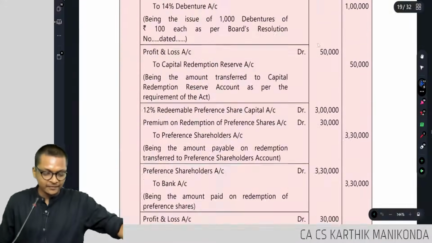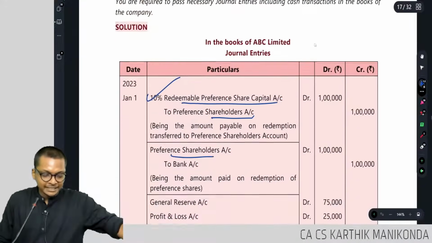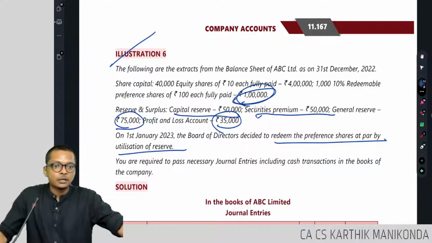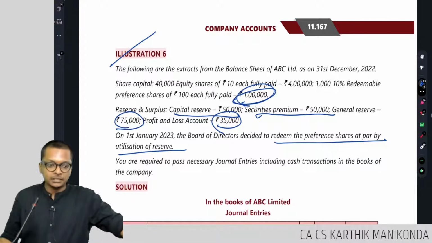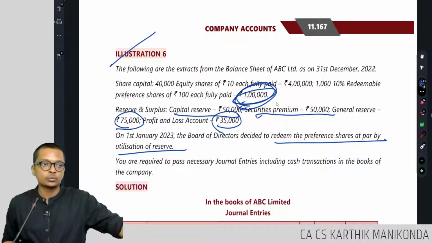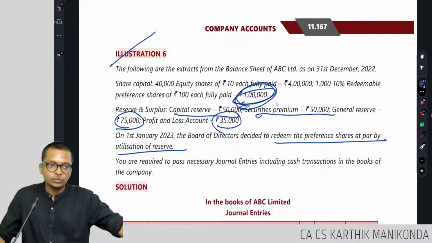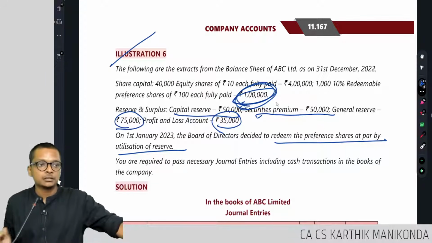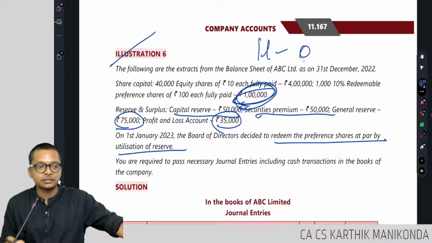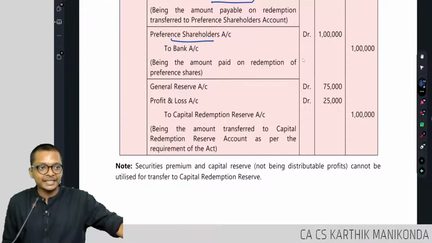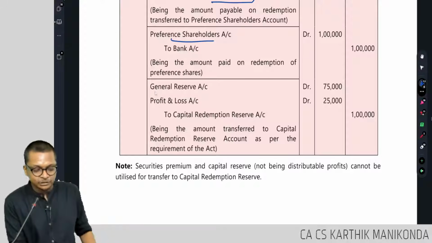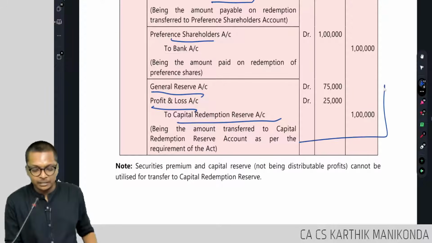Now come back to which sum were we in? Illustration 6. In illustration 6, how much we repaid? 1 lakh. What is the fresh issue? Check. No fresh issue. So how much to transfer to CRR? It will be 1 lakh minus 0. That's why in the third entry, you will transfer to CRR from what reserves I told you? Free reserves. That's why general reserve and P&L account debit to CRR 1 lakh.